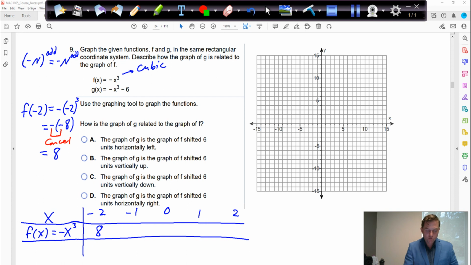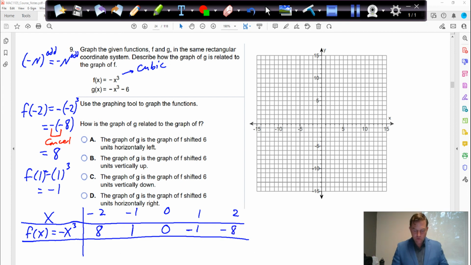Now, if you do minus 1 by the same argument, minus 1 to the third is minus 1, but then the minus out front is going to cancel, and you're going to get positive 1. 0 to any power is 0, and it can't be minus, so we don't have to worry about it. Now 1, if I take 1 in here, it's minus 1 to the third. 1 to the third is 1, and then that minus out front will make it minus 1. Same argument, 2 to the third is 8, and that minus out front is going to make it minus 8.